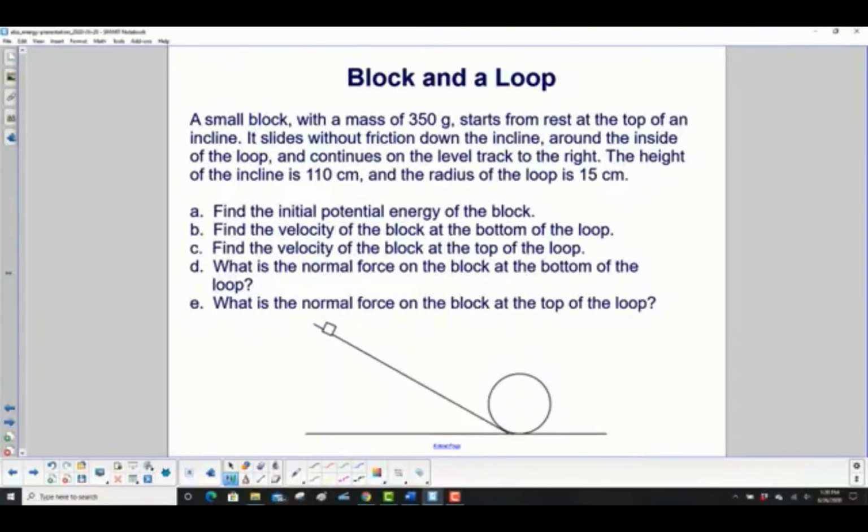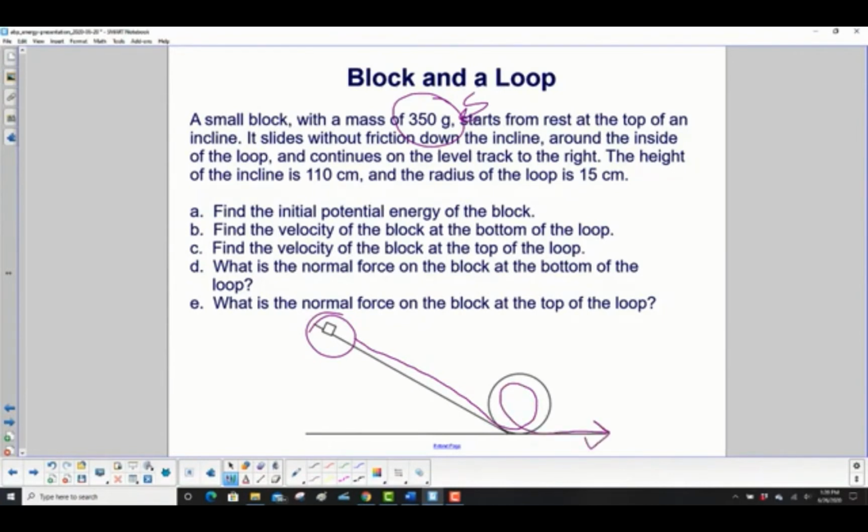A small block with a mass of 350 grams, so right away we have an issue, right? We have to convert that to kilograms. It starts from rest at the top of an incline. It slides without friction down the incline, around the inside of the loop, and then continues on.